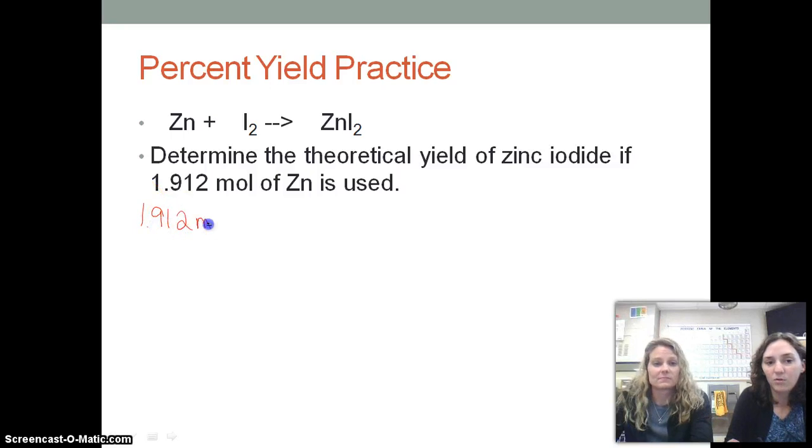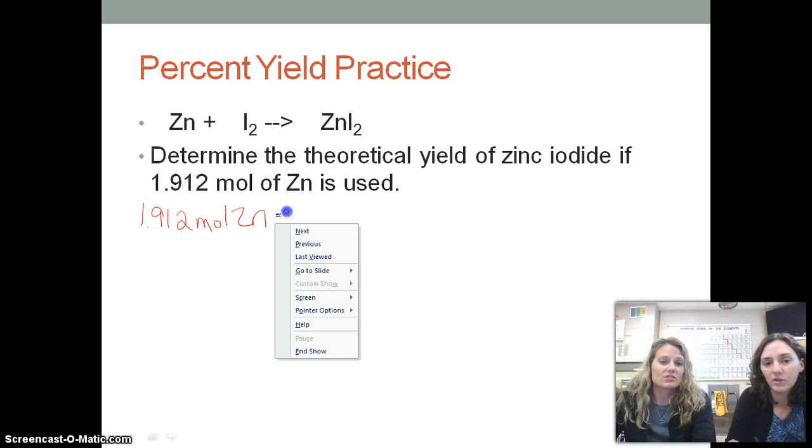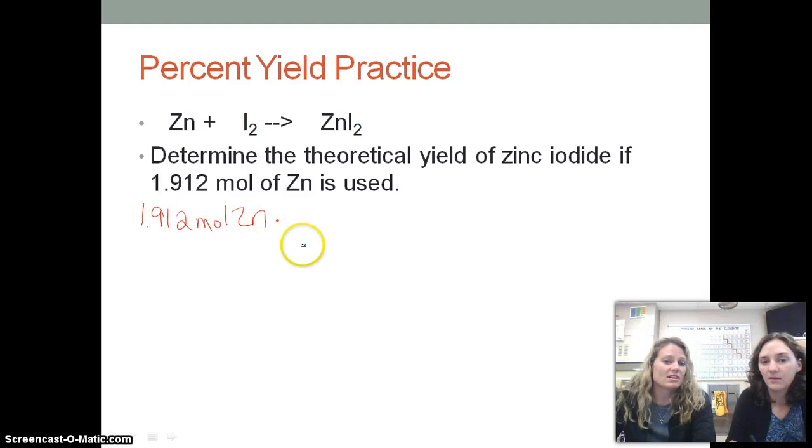1.912 moles of Zn. What do we need to do? Well, first we need to make sure that it's in the same unit that we want our answer in, and they want the answer in zinc iodide. They gave us zinc, so we've got to use our mole ratio to move between the two. So our mole ratio is 1 to 1. That's nice and easy.